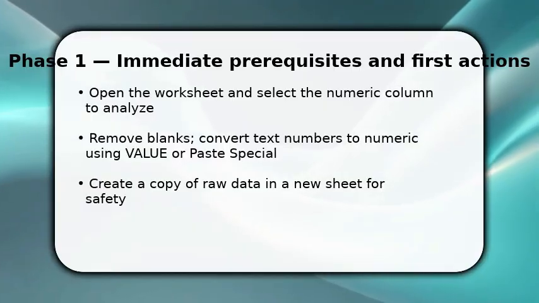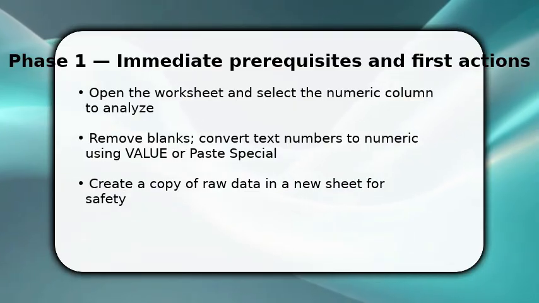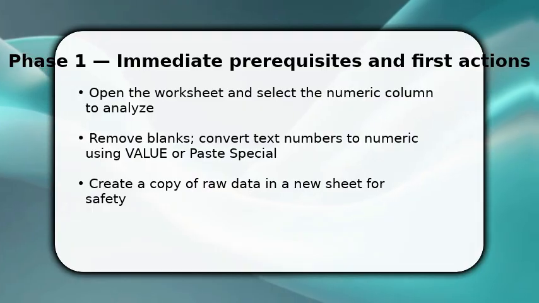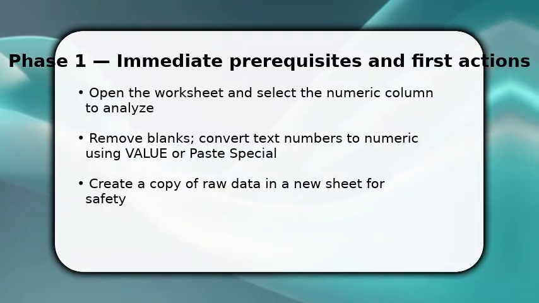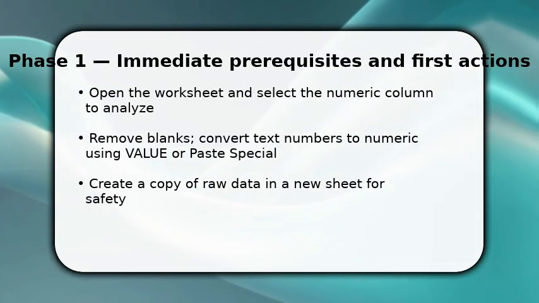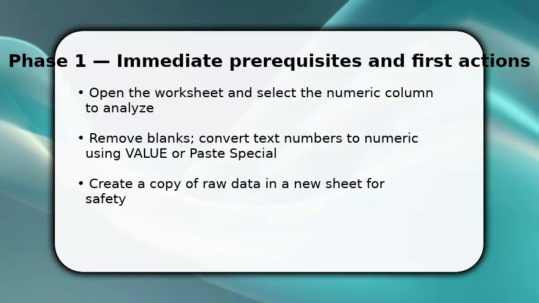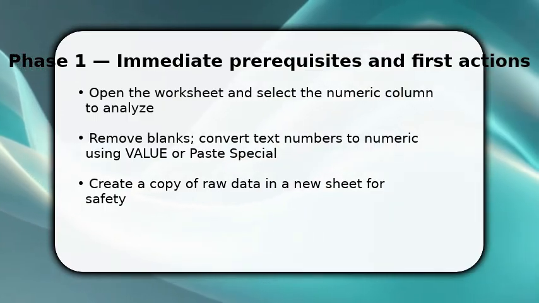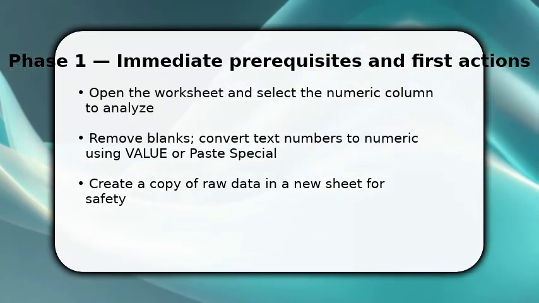Start now by selecting the numeric column you want to test. You already prepared raw data, so copy it to a new sheet. Next, make sure blanks are removed and text numbers are converted to numeric types with value or paste special, because calculations fail on text. Once done, add a header if missing and sort if that helps visualization.